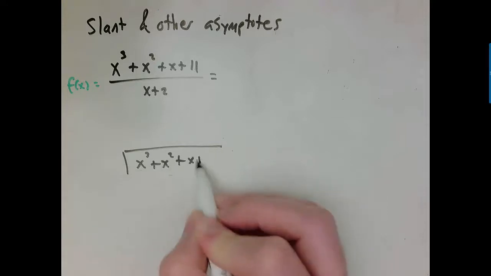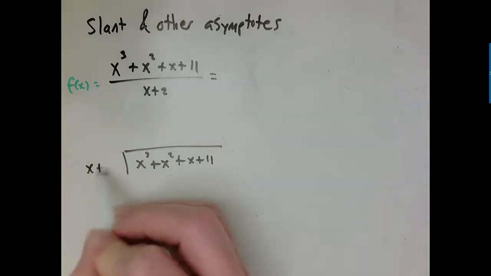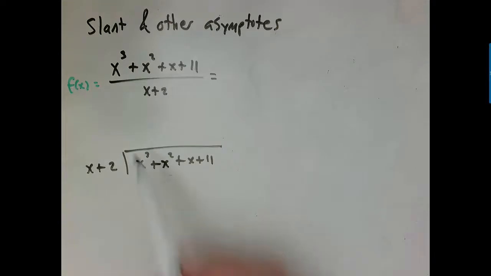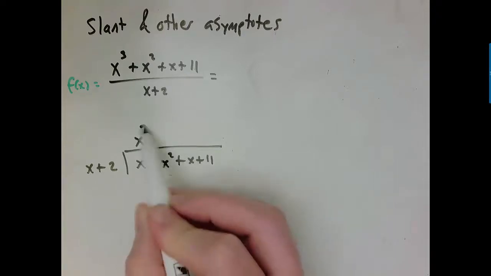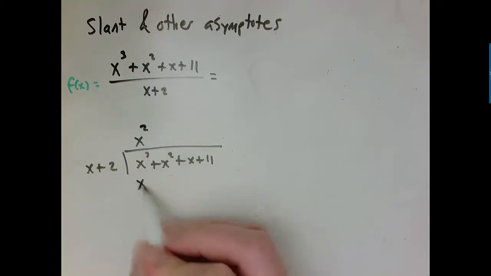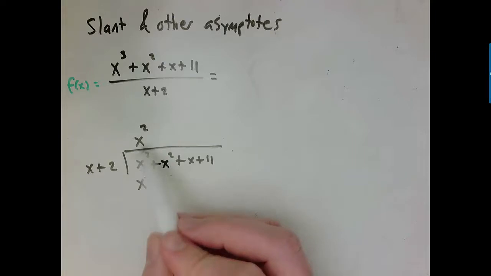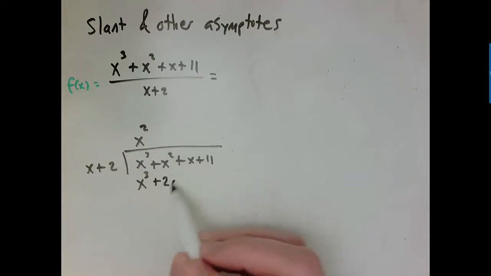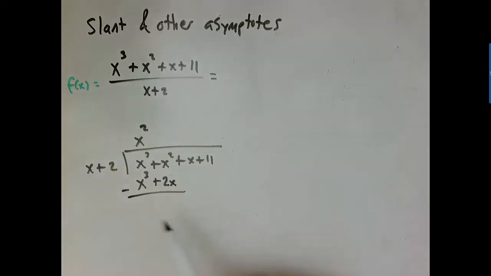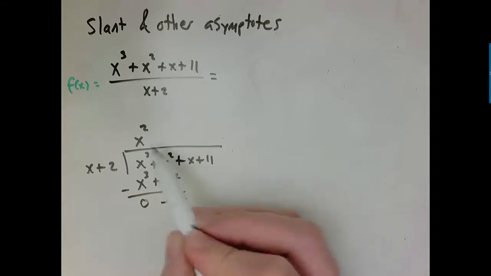So x plus 11, and we're dividing by x plus 2. And if you remember the process here, I'm looking for a term where something times x gives us x cubed. So clearly x squared times x would give us x cubed. And then x squared times 2 gives us 2x squared. And now you subtract. So x cubed minus x cubed is 0. x squared minus 2x squared is negative x squared. And now you do it all over again.